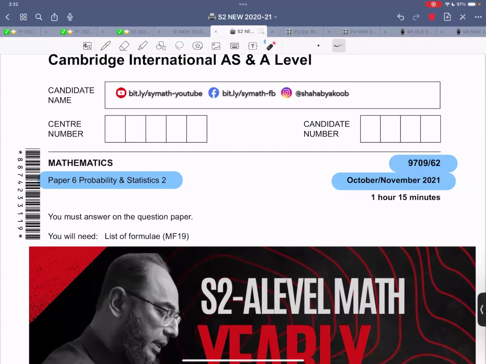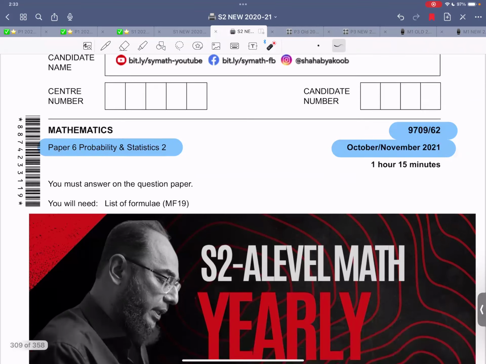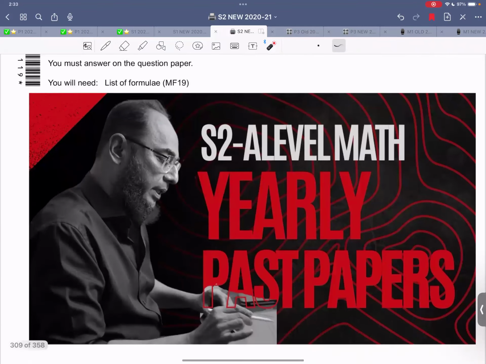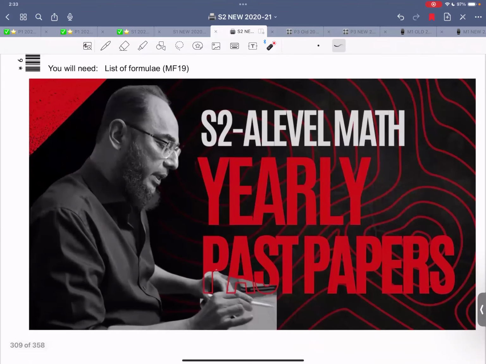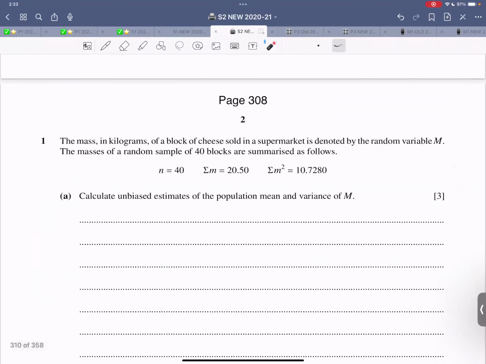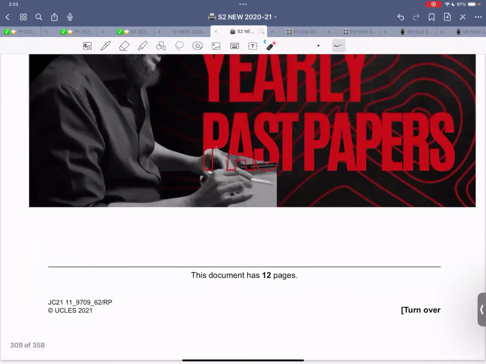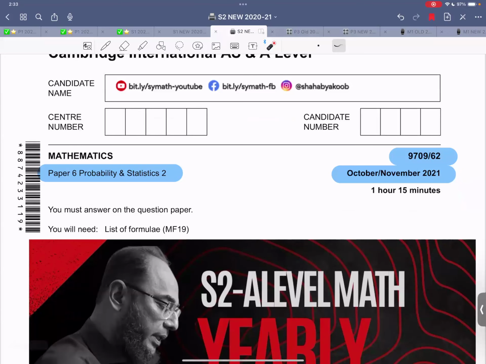Now, in today's video, we will be solving the October-November 2021 paper of Paper 6, which is S2, Probability and Statistics 2, and this is variant 62. In this particular paper, I'll solve the whole paper, all the questions in detail. Everything is blank over here, we have to fill it up. We have to read the questions and then we'll get started.